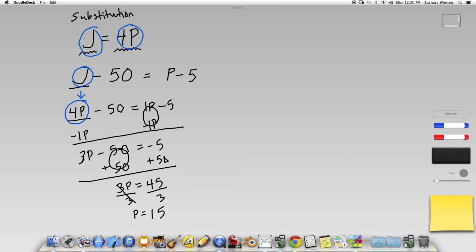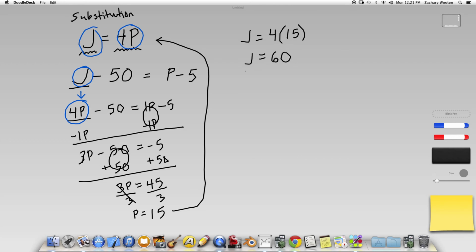Now, let's figure out how many Jose had. We always want to plug it back in to one of our equations. So I'm going to go back to the substitution equation that I used, and usually that's the one that's going to be easiest to plug it into. So that means Jose's number will equal 4 times Philip's number, which is 15. Again, you might be able to do this in your head. If not, plug it in a calculator. 4 times 15 is 60. So Philip had 15, Jose had 60.